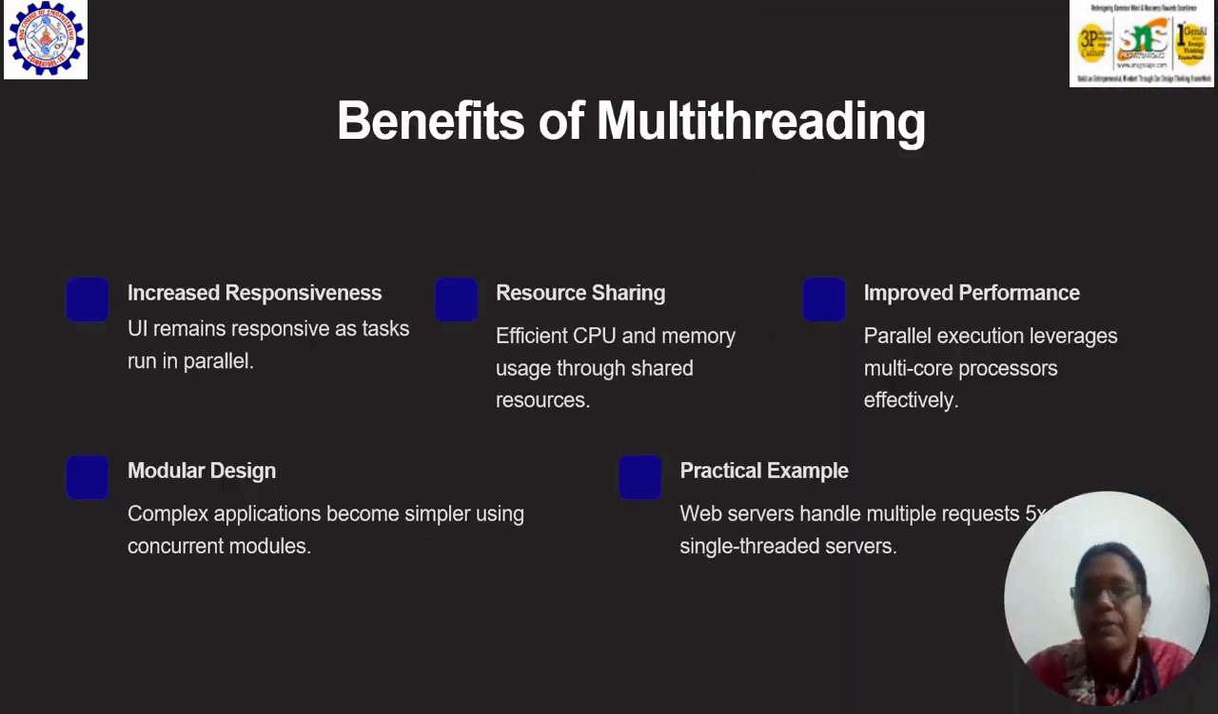Let us see some benefits of multithreading. Multithreading increases responsiveness. It goes with resource sharing, thereby making efficient use of the CPU as well as the memory. It goes with improved performance by ensuring that there is parallel execution of multiple processes running at the same time. We have a modular design here, where complex programs can be divided into simpler forms using concurrent module methods, and multithreading concepts are mainly used with web servers to handle multiple requests.